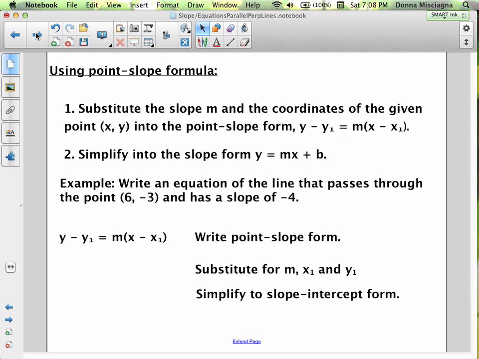Substitute the slope m and the coordinates of the given point x, y into the point slope form. That's our first step. And then we're going to simplify that into the form y equals mx plus b. In other words, we're going to isolate y.